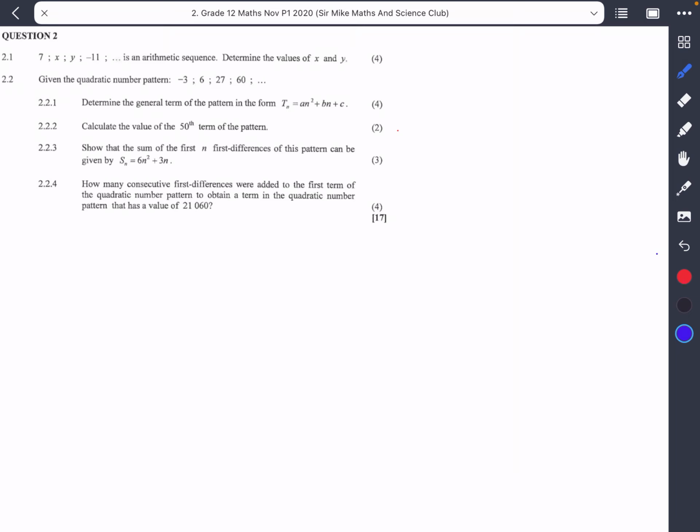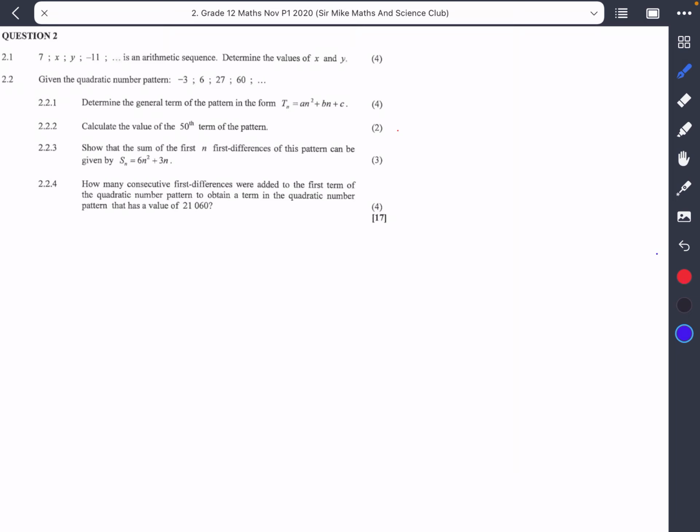In this video, we'll be looking at a question which was written in November 2020. It's a question on sequences. For 2.1, we have 7, x, y, negative 11, and so on. They say that this is an arithmetic sequence. Determine the values of x and y.